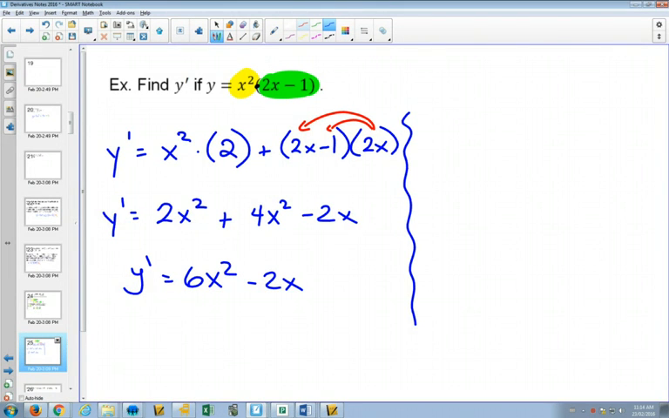Now, we could have done this question using our old technique. Can you see that you could multiply that x squared through? And if you take the time to do that first, x squared times 2x will give us 2x cubed minus x squared. And then we can use the sum and difference rule. We can just do the derivative of each thing separately.